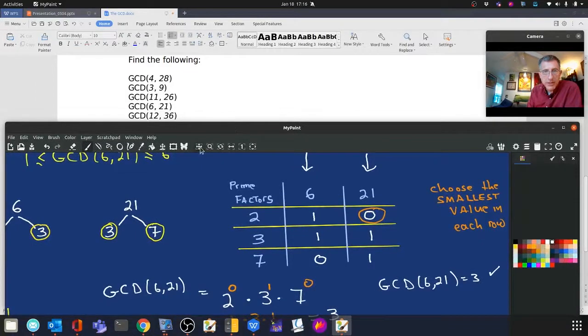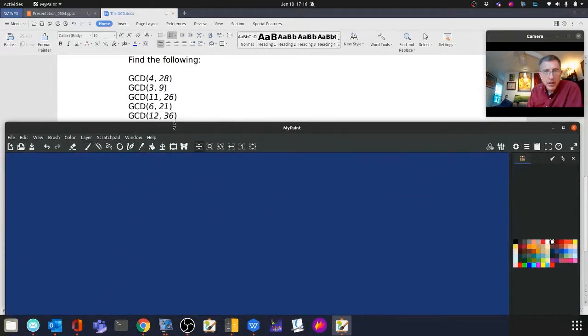So let's use the same method to find the GCD of 12 and 36. So what I'm going to do is the factor trees for 12 and for 36. It doesn't really matter where you start, but if they're even, I like to start dividing by 2. So 12 divided by 2 is 6. 6 is even, so it can be divided by 2, and 6 divided by 2 is 3. So that's it. Those are my prime factors. I circle them. You don't have to circle them, but I'm going to.